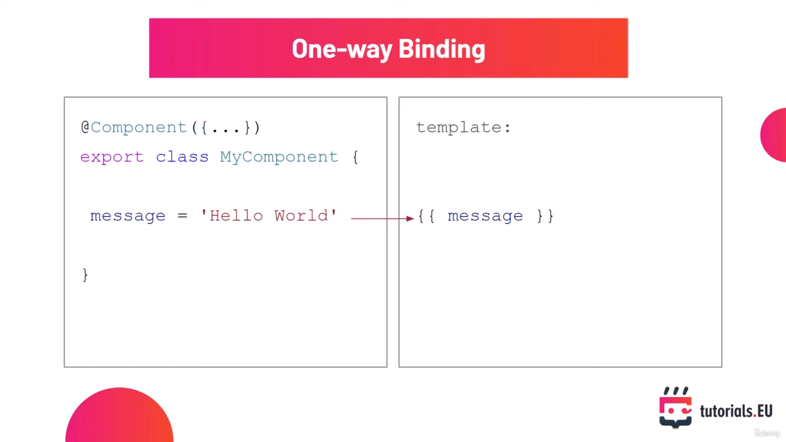Alright, so let's just recap this. The one-way binding. You learned to bind a field of a component class to the template. You can see that just right here. On the left side we got the component and the field, and on the right side we got the HTML template, where we simply use the double curly braces to bind the property and then display the value, right?